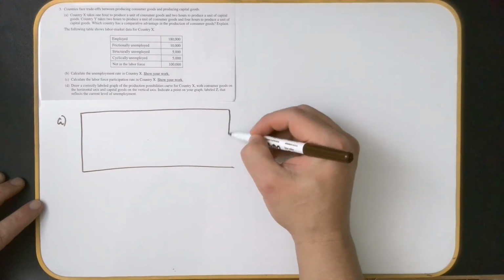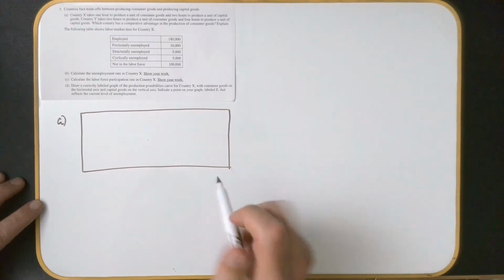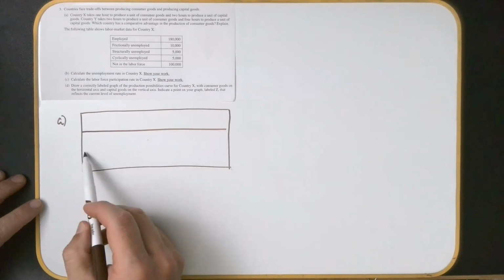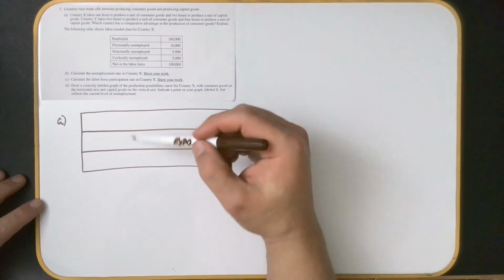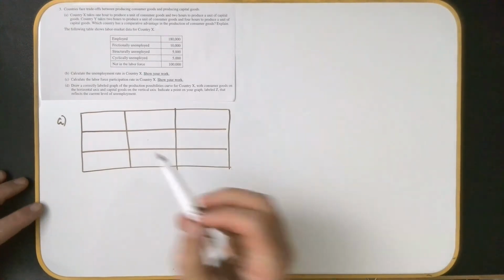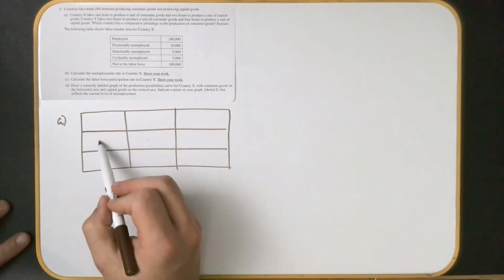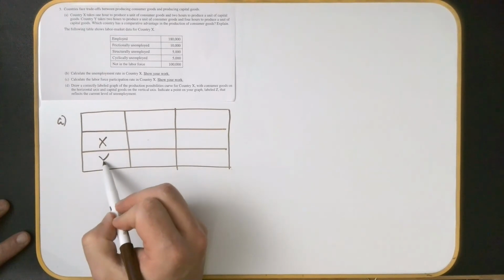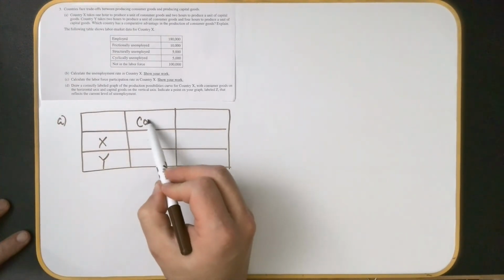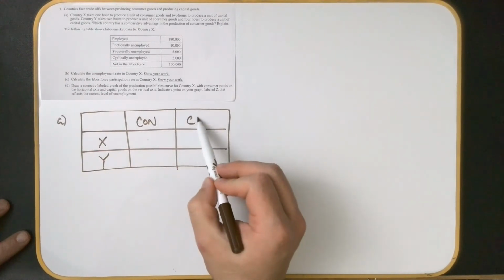And you don't need to. The trade table is not like a required thing or anything. It's just a useful tool. So remember, we're going to have 3 rows and 3 columns here. All right. And we have country X and we have country Y. And the 2 things we're making are consumer goods and capital goods.